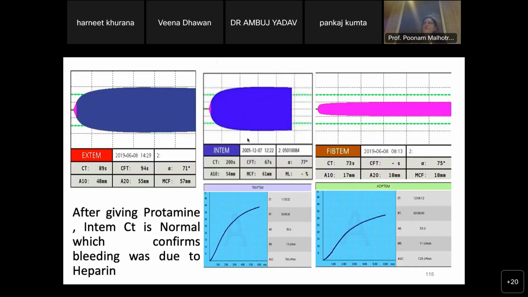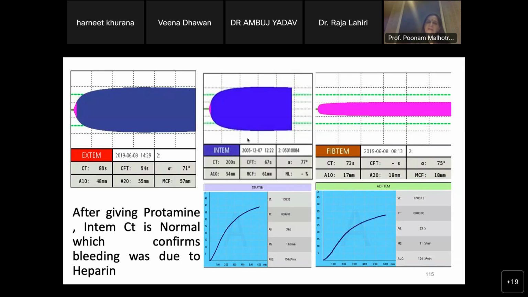And because the APTT became normal, it was a flat line there. When we gave protamine and repeated the ACT, it became normal. The bleeding was due to an overdose of heparin and also due to deranged platelets. So give 2 units of platelets and an antidote of protamine, and see your patient do well. And this is what we don't do: we don't give protamine because we overlook the residual heparin influence.